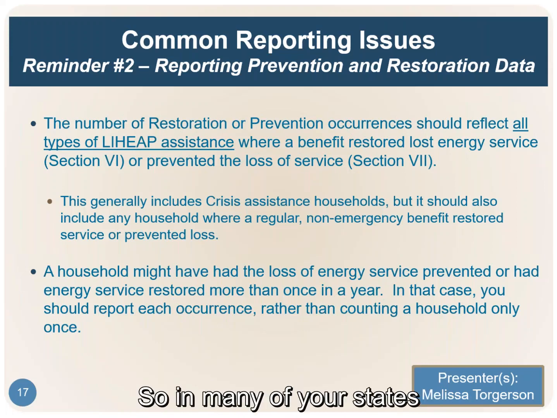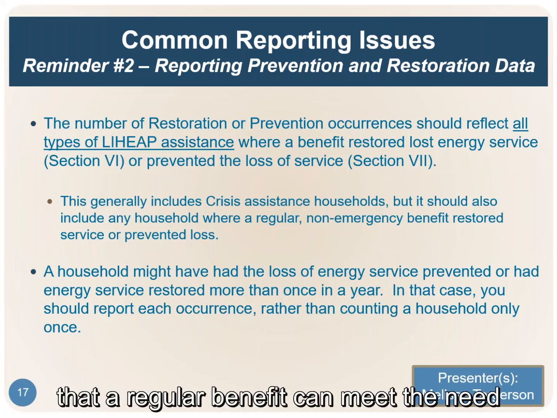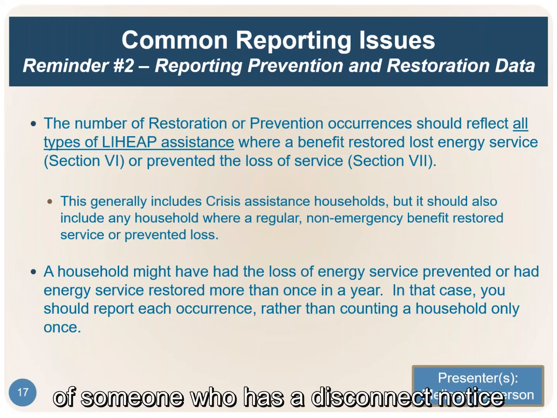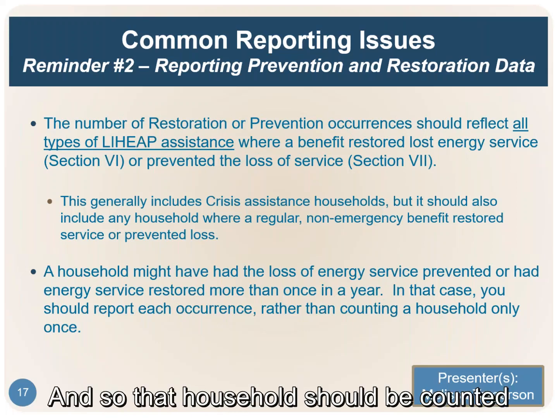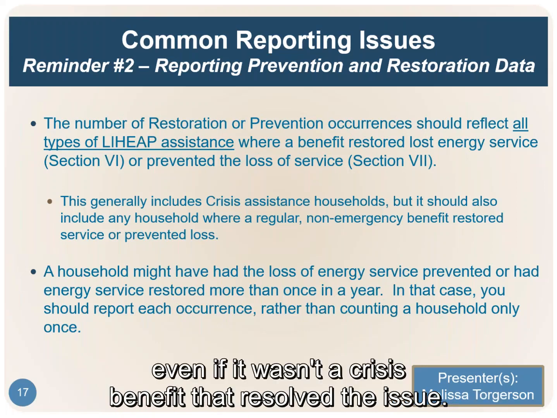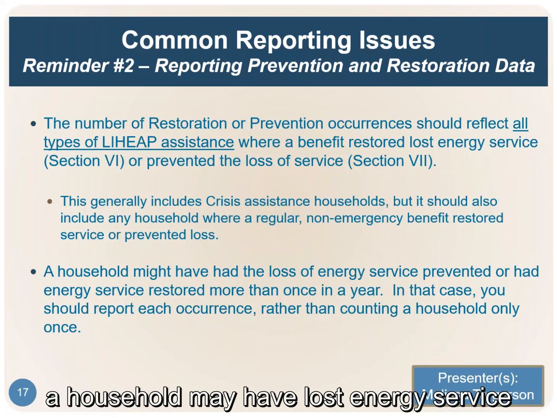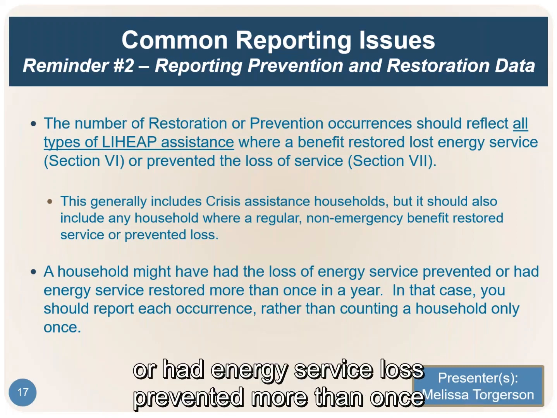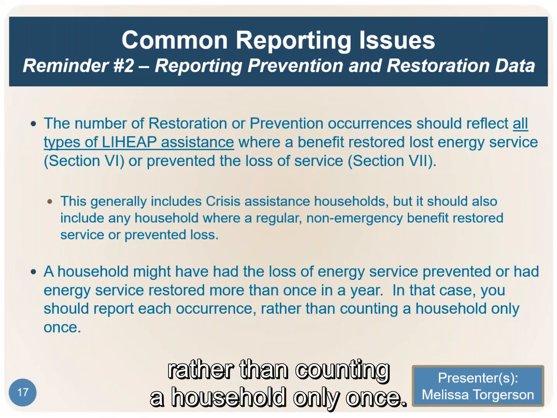So in many of your states or territories, you're going to find that a regular benefit can meet the need of someone who has a disconnect notice or maybe even someone who is already disconnected. And so that household should be counted in the restoration and prevention sections, even if it wasn't a crisis benefit that resolved the issue. And I mentioned this earlier, but it bears repeating. A household may have lost energy service or had energy service loss prevented more than once during a year. And so in that case, you should report each occurrence rather than counting a household only once.